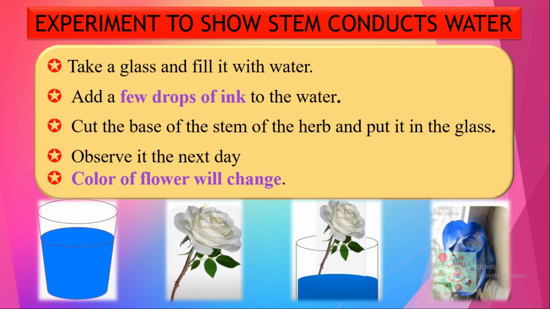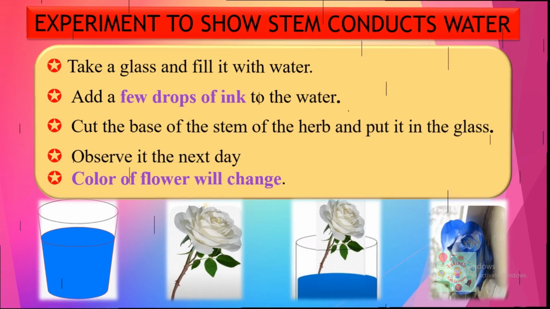How? Because the stem has transported this colored water to different parts including the flower, and this is how the flower got the blue color. So here what happens? We have a white rose stem. We dip this white rose in the blue ink. So what did we observe? We observed that the flower color has changed to bluish. How? Because that stem has transported this blue water to the flower, isn't it? So this proves that the stem transports or conducts water.